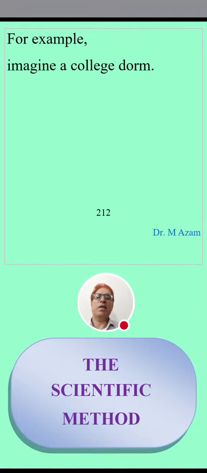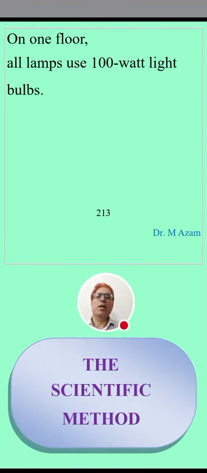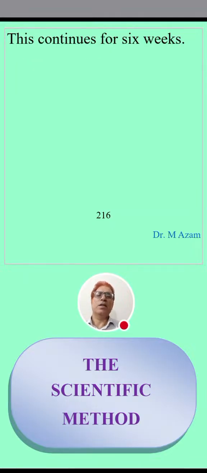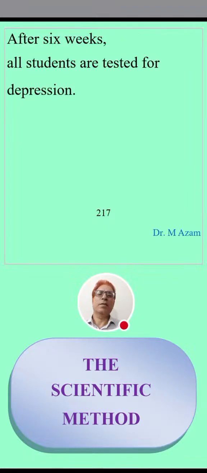For example, imagine a college dormitory or hostel. On one floor, all lamps use 100-watt light bulbs. On another floor, all lamps use 60-watt light bulbs. The students live under these lighting conditions. This continues for 6 weeks. After 6 weeks, all students are tested for depression.